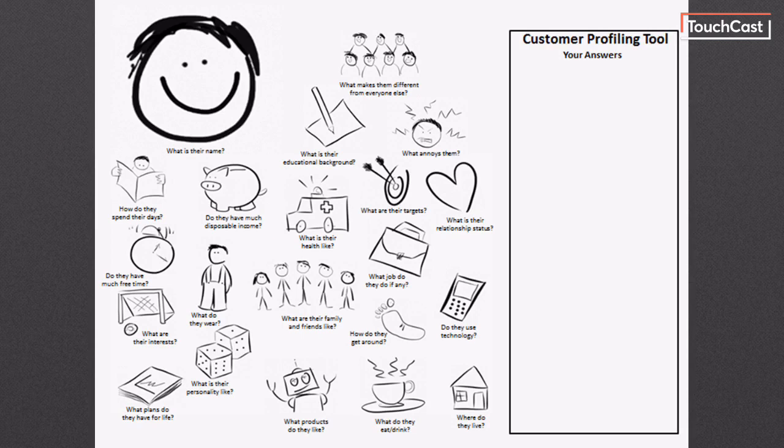So before we can target our customers, we need to know who they are. And to do this, a good way is to profile in detail a hypothetical customer. And for this, you can use the customer profiling tool. What we're attempting to do here is to describe an average customer and make some key assumptions about them and their lifestyle by answering some basic questions such as how do they spend their time, how do they spend their money, or do they have a family.